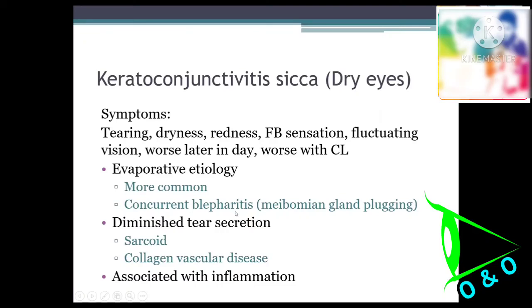So you'll often see concurrent blepharitis, such as meibomian gland plugging. And again, when the meibomian glands are plugged, you don't have a proper lipid layer for the tear film, so tears are going to evaporate more rapidly. You could also have diminished tear secretion, or a diminished aqueous layer of the tear film. You'll see this with autoimmune diseases, sarcoid and collagen vascular disease. And you typically see inflammation associated with dry eyes, meaning some redness, inflammation of the conjunctiva.